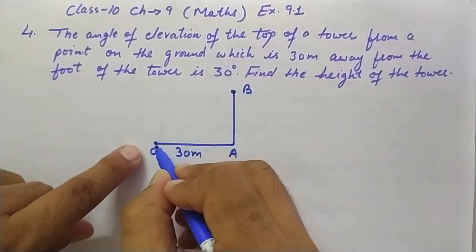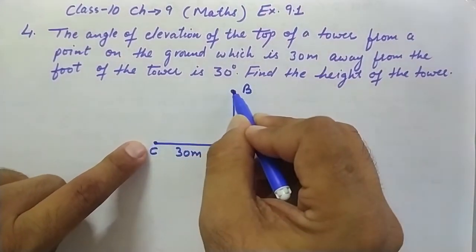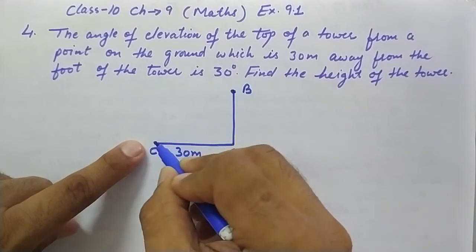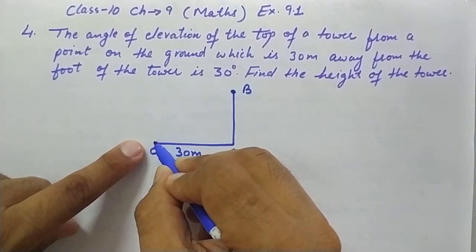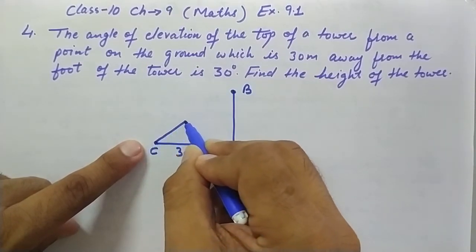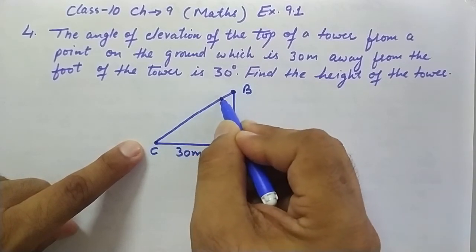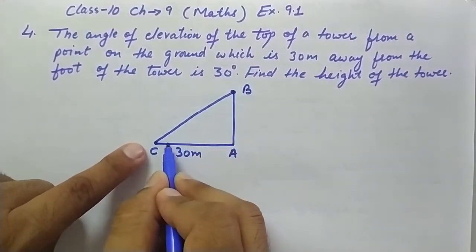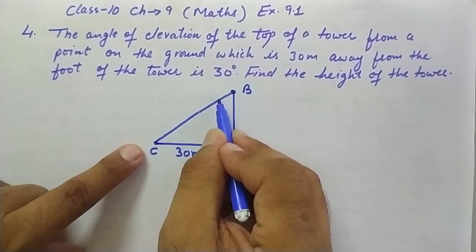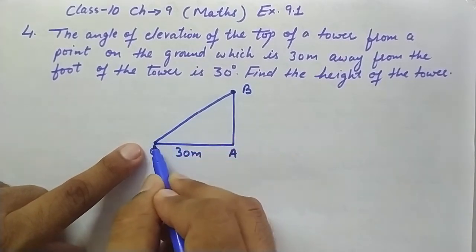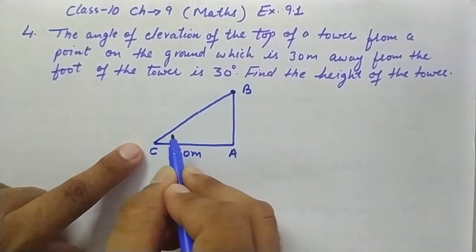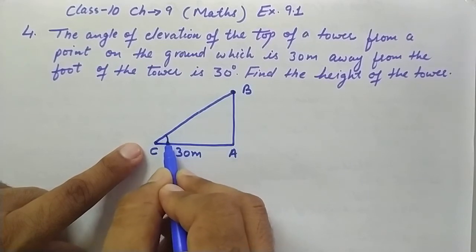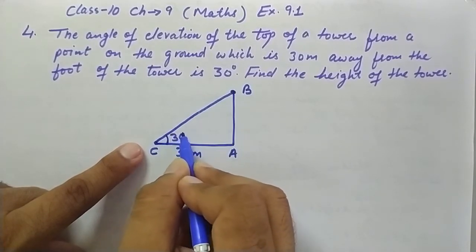So see here, if you are sitting here and you are looking at the top of the tower, so your ray of sight, nazar ki jo line hai, that will be in this way. Ray of sight is this, okay, and this is the horizontal of your ray. So the angle between the ray of sight and the horizontal is called angle of elevation. This is angle of elevation which is given 30 degree here.